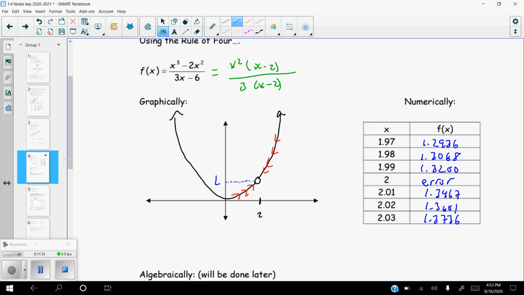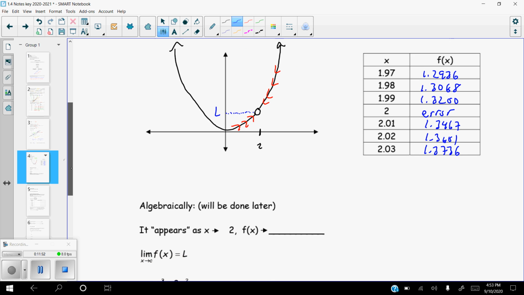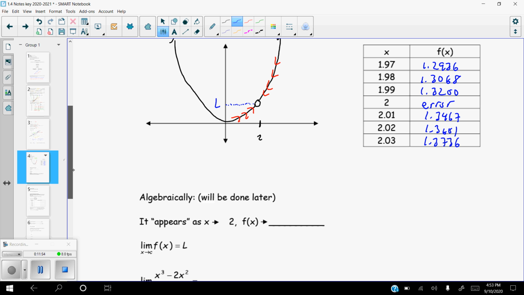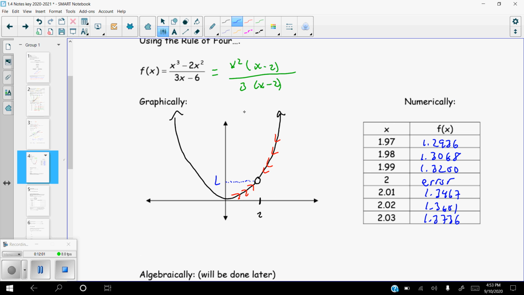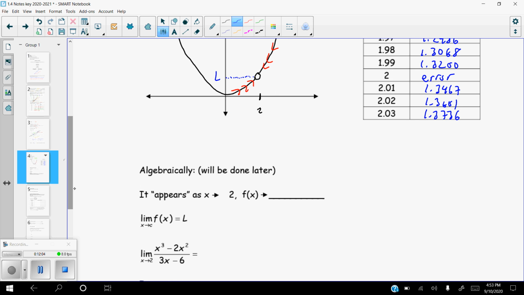to 2, what do the y values or the f of x values look like they're approaching? Well, the ones from the lower side, it's got 1.32. The ones from the upper side look like it's like 1.34. So a logical guess might be 1.33. And in fact, 1.33 repeating is the same thing as 4/3 as a fraction. So we'll actually do the algebra part of that later.